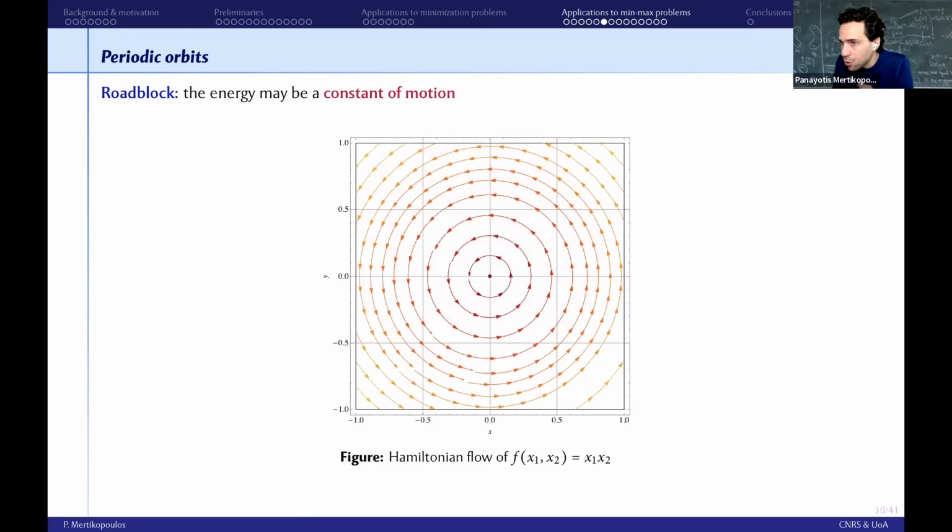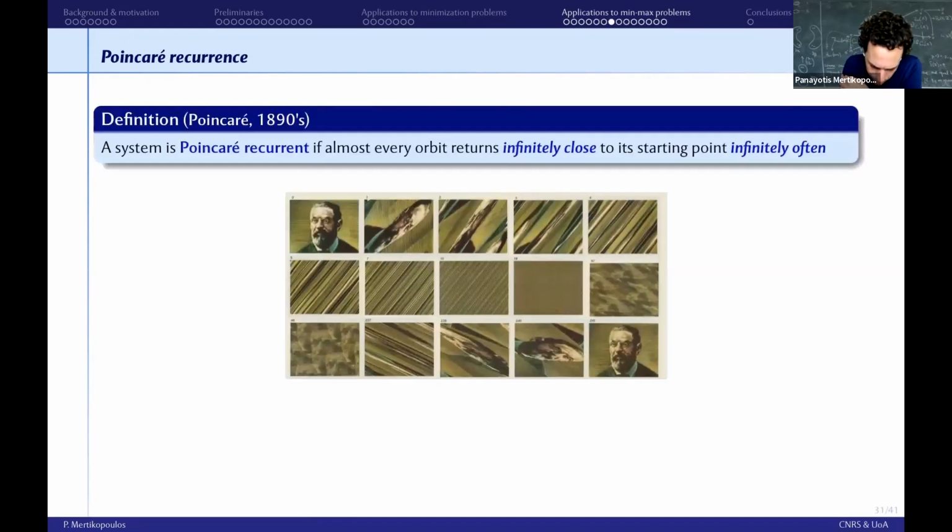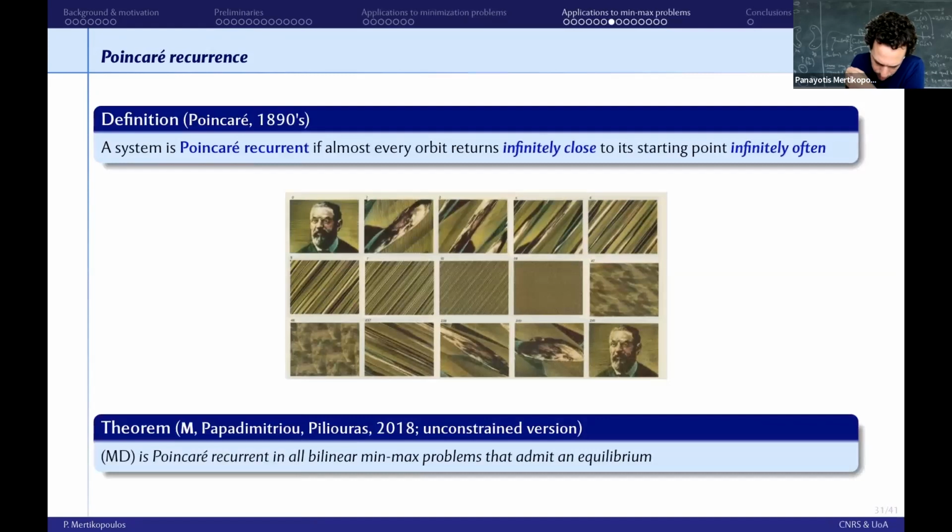All right. Now, what you can show in this system, and this is what we showed with Christos Papadimitriou and Yiannis Spyromitros, is that this flow in any bilinear min-max problem is what is known as Poincare recurrent, which means that every continuous trajectory will come infinitely close to its starting point infinitely often. What does this mean? It means that if the stochastic trajectories, if the discrete time trajectories are approximations of this flow, then we cannot expect convergence.